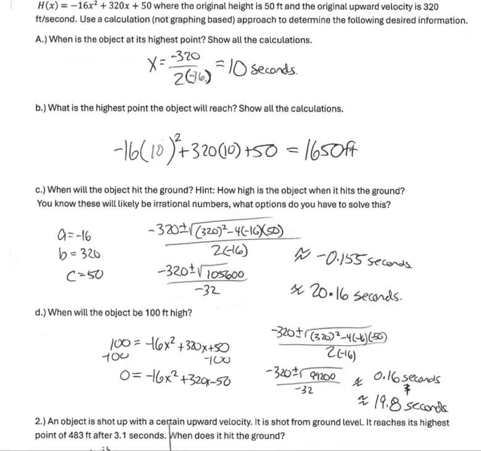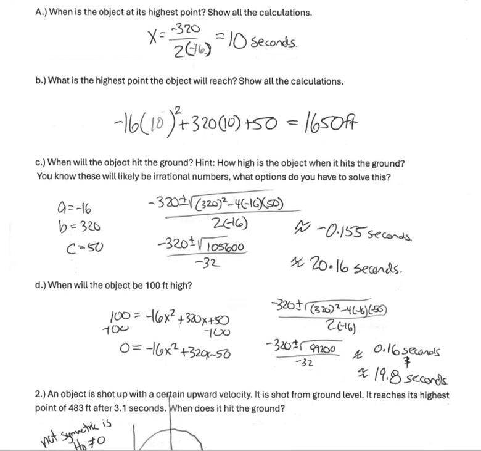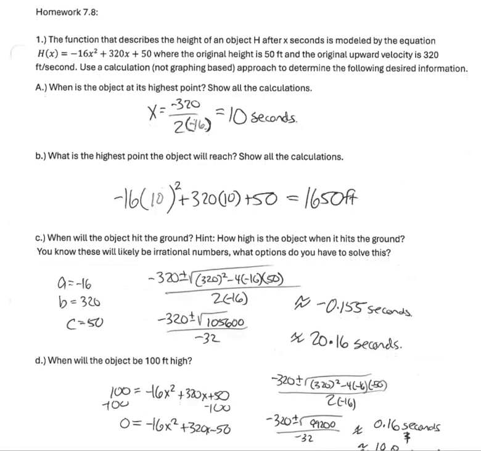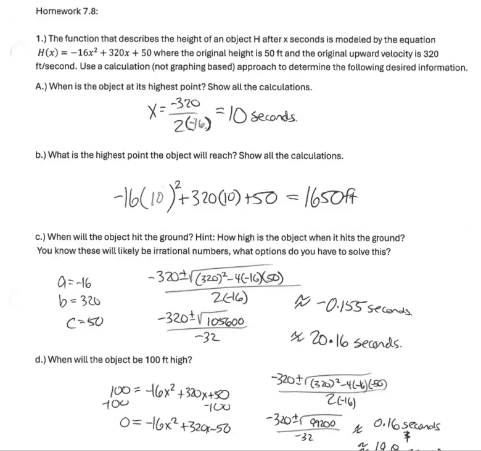The next one says, when does it hit the ground? So you're basically saying, when does the height equal 0? So I really should have written this out as negative 16x squared plus 320x plus 50 equals 0. And you can pick your a, b, and c values, which you see I got negative 16, 320, and 50. Pop it into the quadratic formula, simplify under the radical, do it once with adding, once with subtracting, and you get two answers. Once again, that first answer makes no sense. It is extraneous, meaning you did everything right, it just doesn't make sense for the problem.